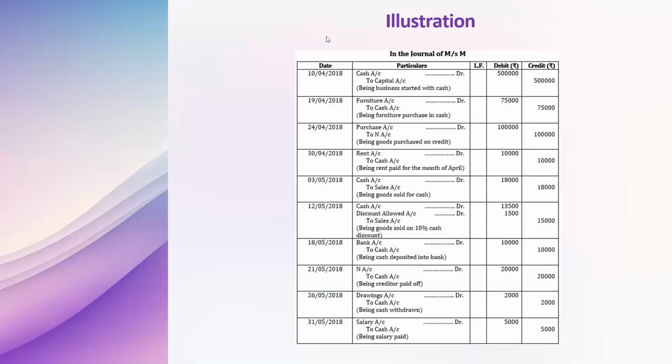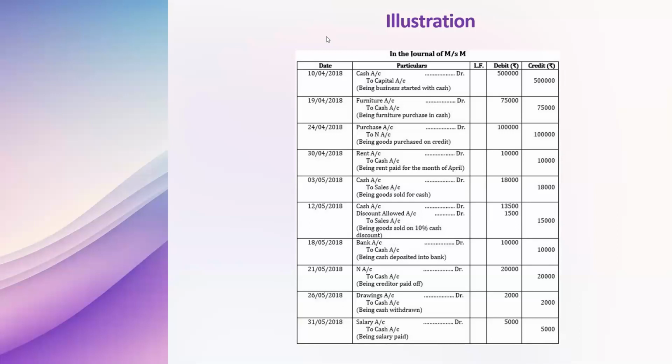Why is it mentioned as debtor? Because the company is the debtor here. The company has received the money from the owner. So the owner is the creditor here and the company is the debtor here. That's why it's mentioned as cash account debtor to capital account.